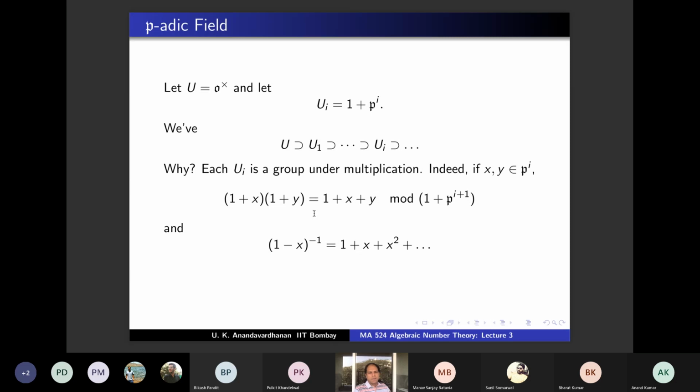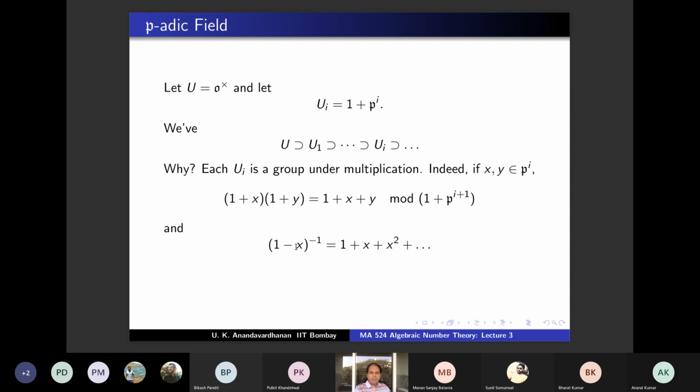Because if you take the successive difference, it is x power n, and the modulus of x power n is less than c power n, and c is less than 1. So as n becomes bigger and bigger, that is very small. So it is Cauchy. Therefore, this converges. So this inverse exists in O. So 1 minus x is a unit, and 1 minus x has an inverse.